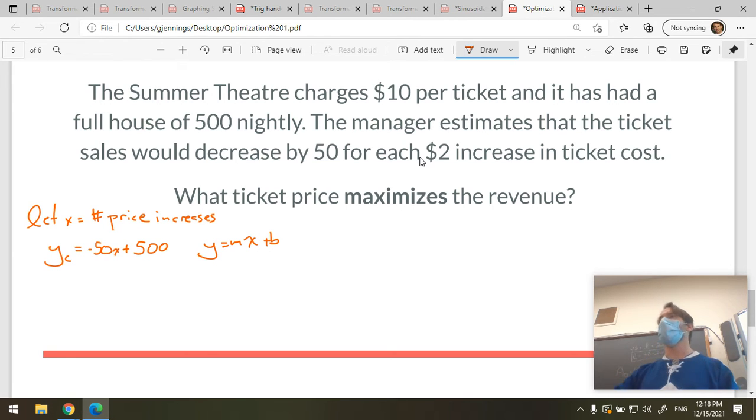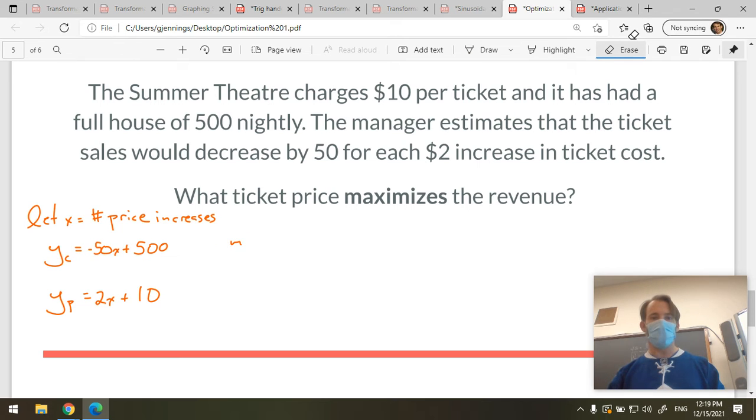And now I want to know how much money they're making. So we want to have an equation that shows how much money they make per ticket. So here is the y, and this is p for price. The equation here would be, we start at $10. That's our initial value. And we're going to add $2 for every x value. Every time we increase the price, the cost of the ticket goes up by $2. So this gives us our 2 lines that we're going to multiply together.